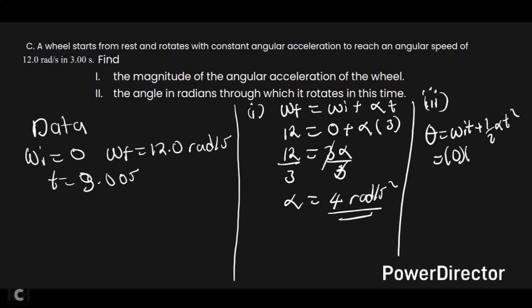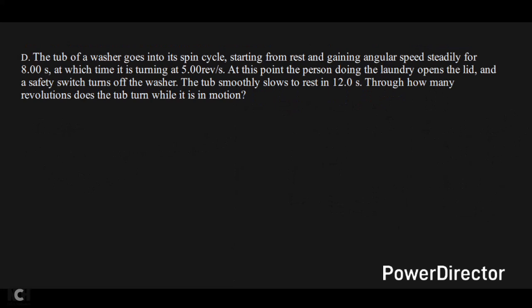Then what's the time? The time they've already given us, which is 3. The alpha, the angular acceleration, is 4. The time is 3, which is squared. Meaning here it is 0 plus, after calculating everything, you have to get plus what? 18, right? So we have 0 plus 18, which gives us 18 rad. So that's how you calculate that one. Let's go on to another question, which is question D.